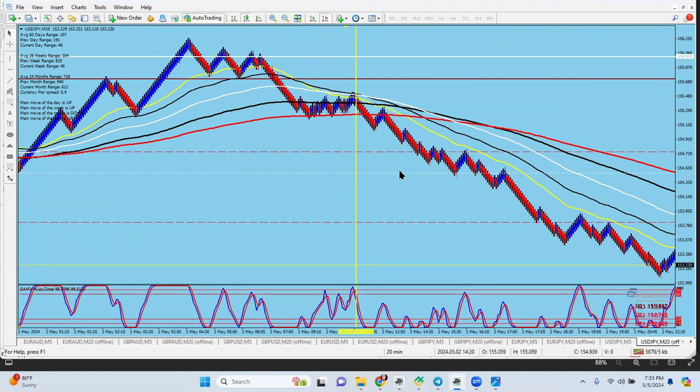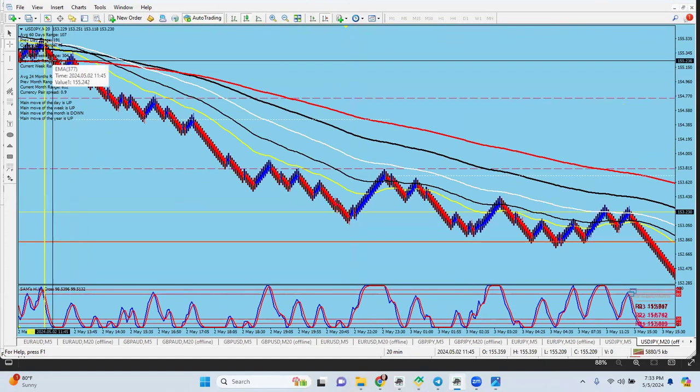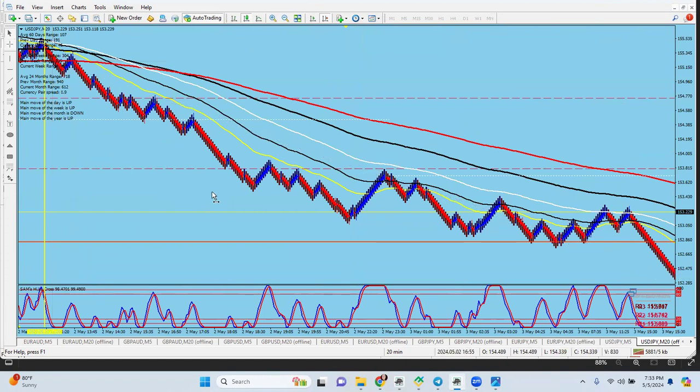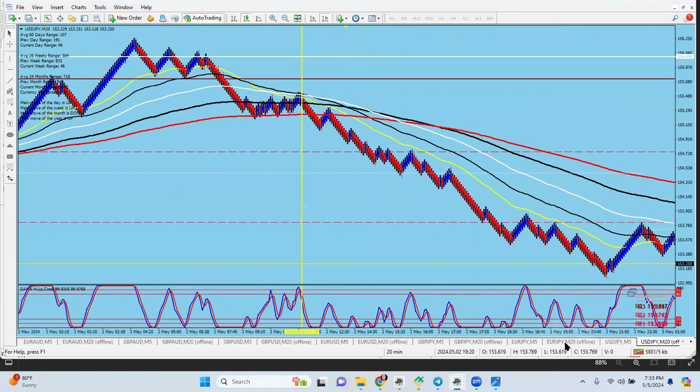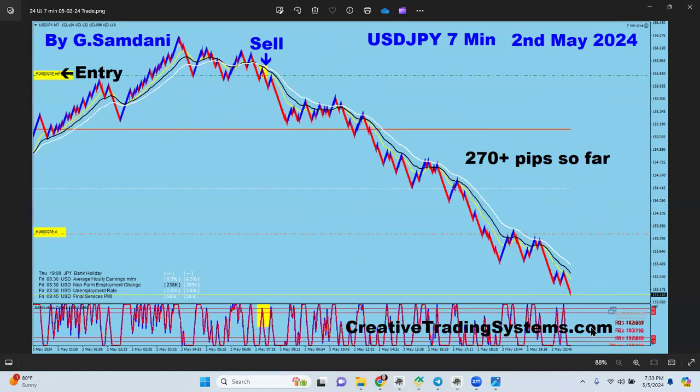Right after that, a couple hours later, and that produced how much? Imagine, from there all the way down, almost 300 pips, right? The same thing happened on Euro yen, for example. This was the 20-minute entry all the way down. Let me see which one is next.